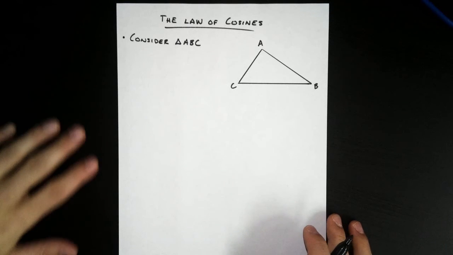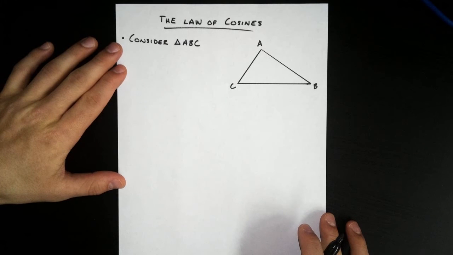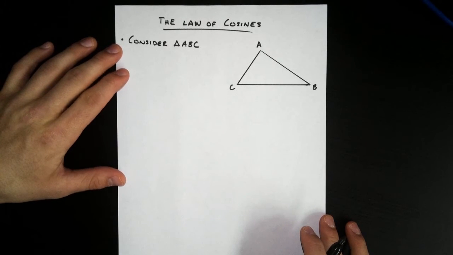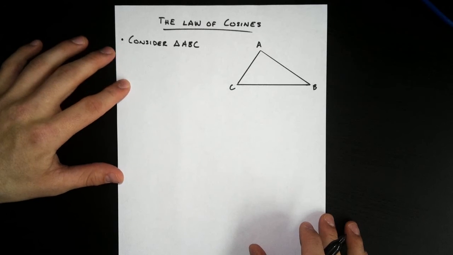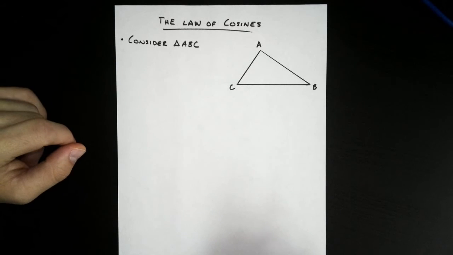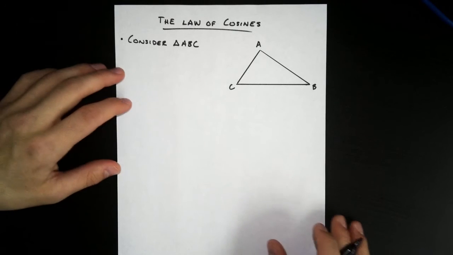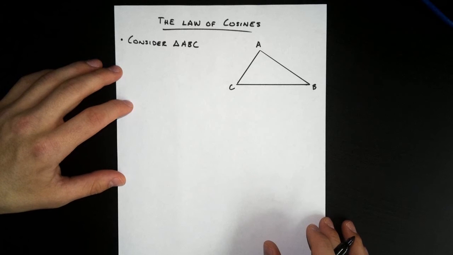Everyone, I'm going to show you how to derive the law of cosines. Much like the law of sines, the law of cosines is a formula. It's a way for us to find out missing information about any triangle, so not just right triangles.